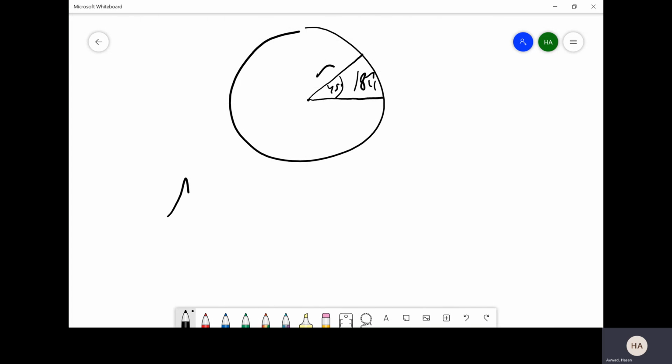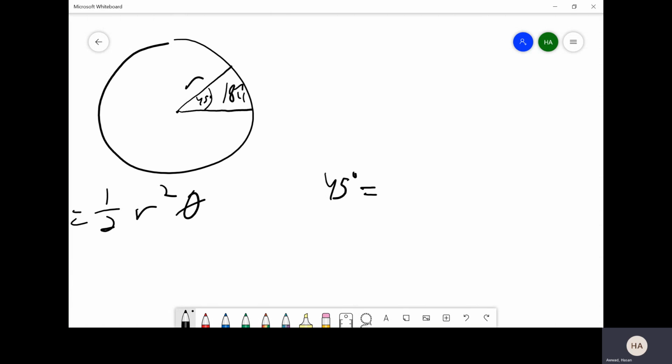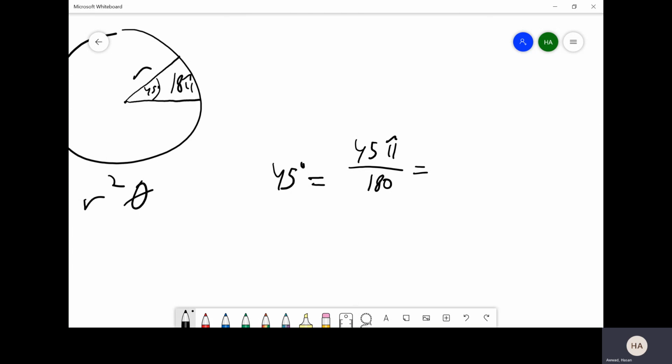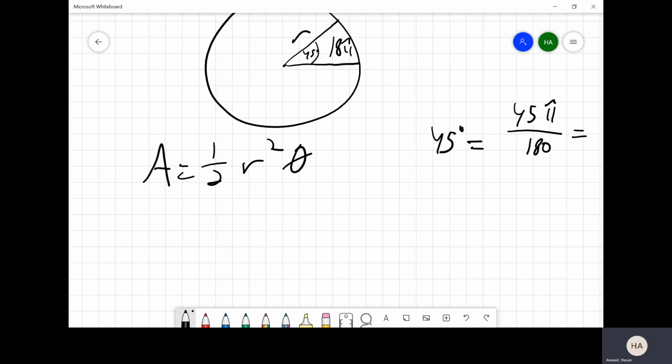So we have A is equal to 1/2 r squared times theta. Well, before we can continue, notice that our theta is still in degrees, right? So we have to convert 45 degrees to radians first. So 45 degrees, we multiply it by pi over 180. So we have 45 pi over 180. We already talked about how 45 goes into 180 cleanly. So this is pi over 4. So now we have pi over 4 radians, which is exactly what we need to be able to plug things in.